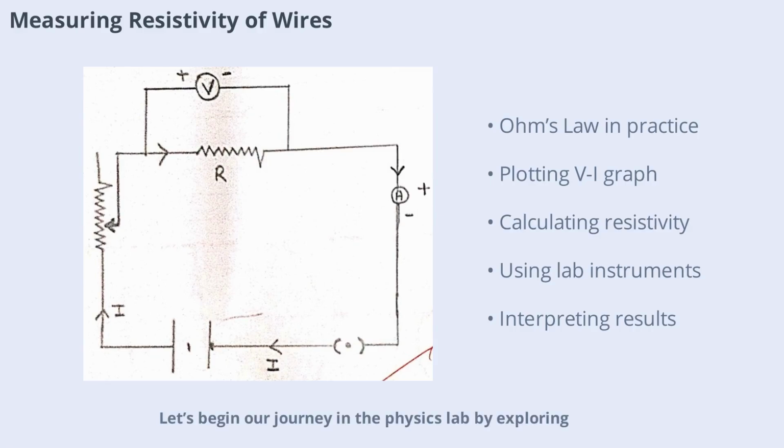Let's begin our journey in the physics lab by exploring how to determine the resistivity of wires using Ohm's law. In this experiment, we use an ammeter, voltmeter, two unknown resistance wires, a rheostat, a battery, and connecting wires. The core idea is that the current flowing through a conductor is directly proportional to the potential difference across it, provided the temperature remains constant. By plotting a graph of potential difference versus current, we can calculate the resistance of each wire.